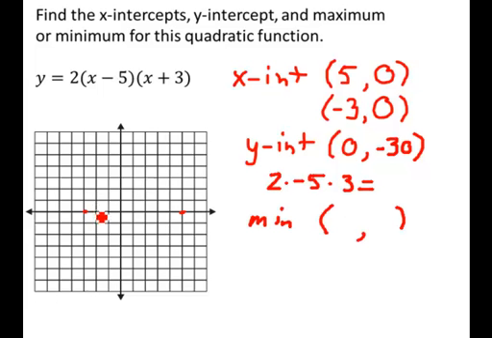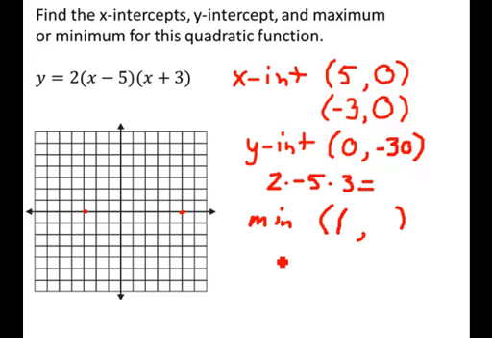Well, between 5 and negative 3, that's a total of 8 units. If we moved 4 from one side or the other, we'd get an x value of 1. That would be one way to find the middle. Another way would be to average these two values. 5 plus negative 3 would equal 2, and 2 divided by 2 is 1. So our minimum is going to occur at an x value of 1.